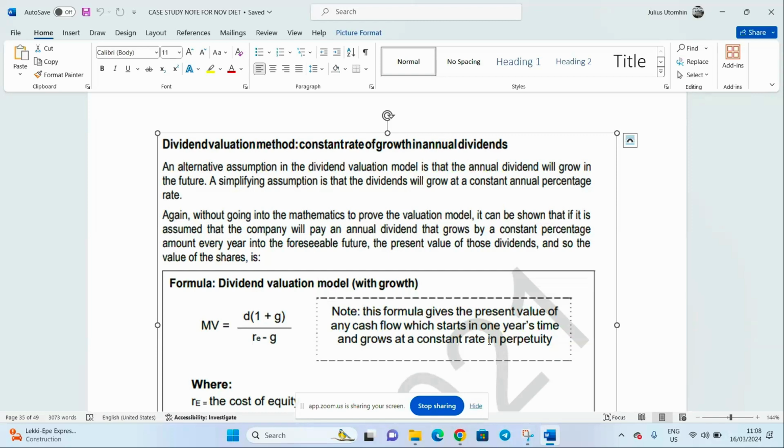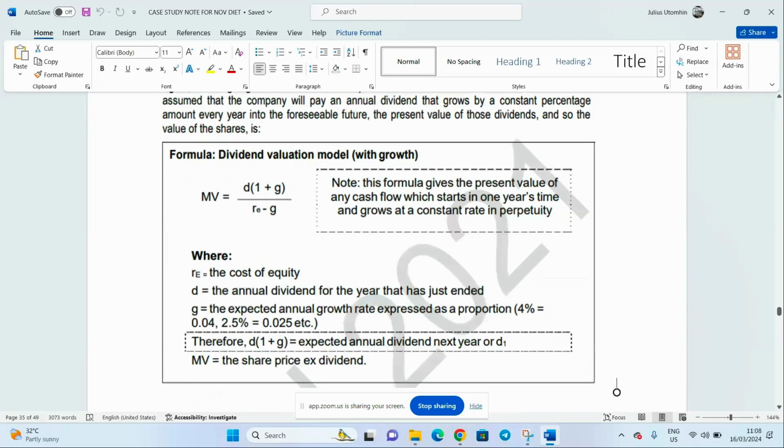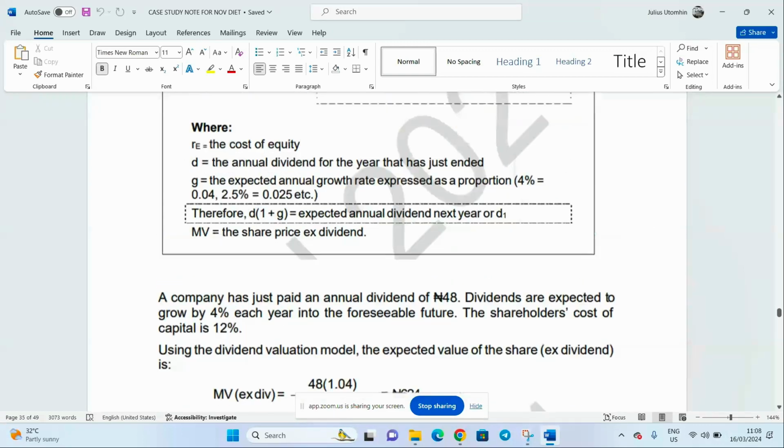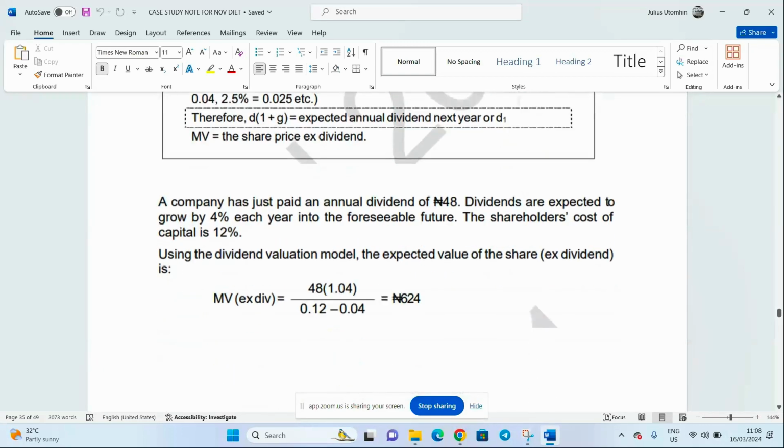So let's dive into an illustration to make it very simple and straightforward. Now look at this illustration. A company has just paid an annual dividend of 48 naira. Dividends are expected to grow by 4% each year into the foreseeable future. The shareholders' cost of capital is 12%. Calculate the value of the business.